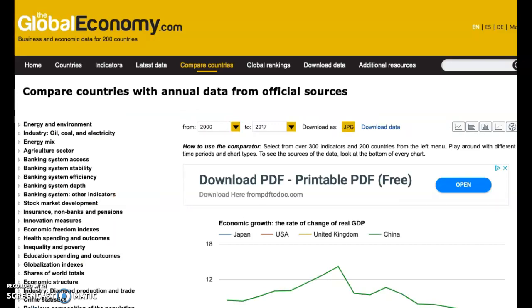Okay, here is a web page. So you would put in theglobaleconomy.com and then slash compare-countries. So one more time, if you want to bring up this web page, you're going to go to www.theglobaleconomy.com slash compare-countries.